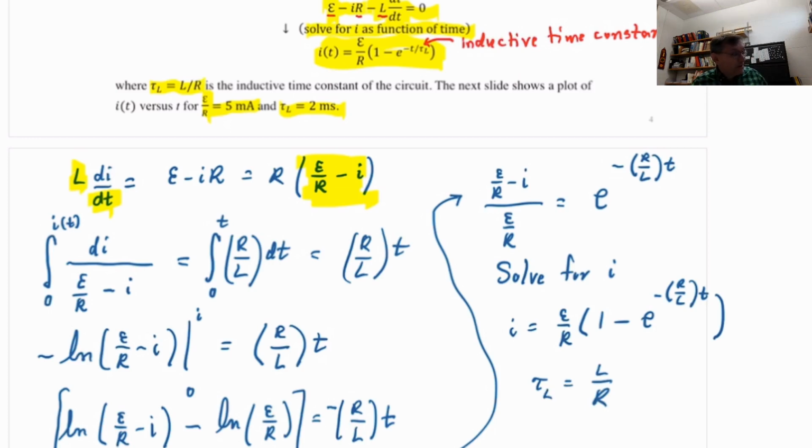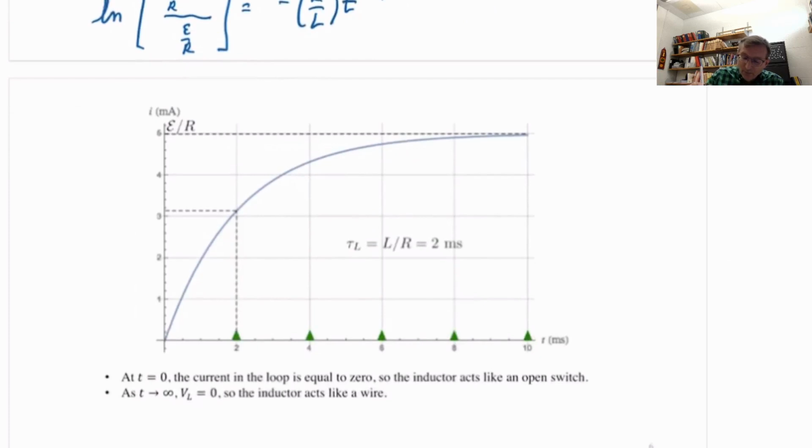Okay? So what does that look like when you plot it? If you plot the current in that loop versus time, and that's the expression, what does that look like when you do plot it? It looks like this. This is assuming that the ratio E over R is equal to 5 milliamps, that the ratio L over R, which is the inductive time constant, is equal to 2 milliseconds. So I've plotted the current I in milliamps versus the time t in milliseconds.